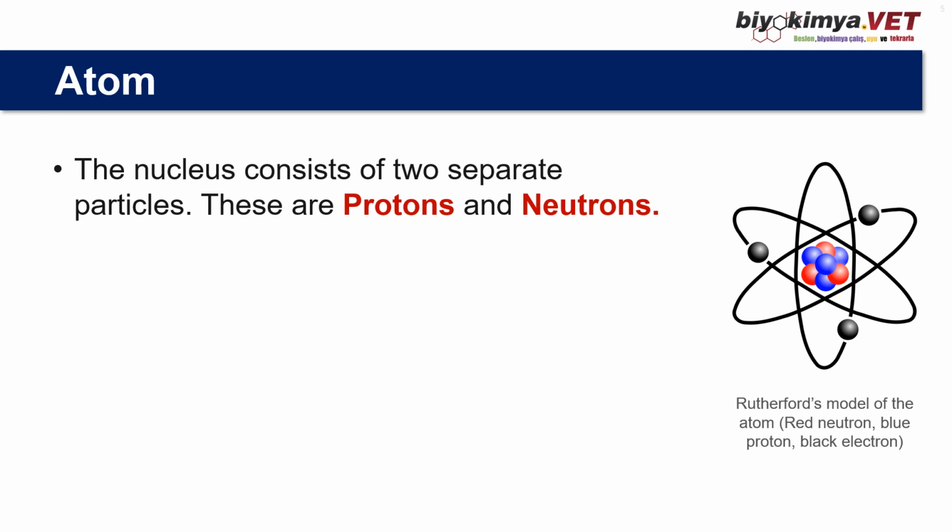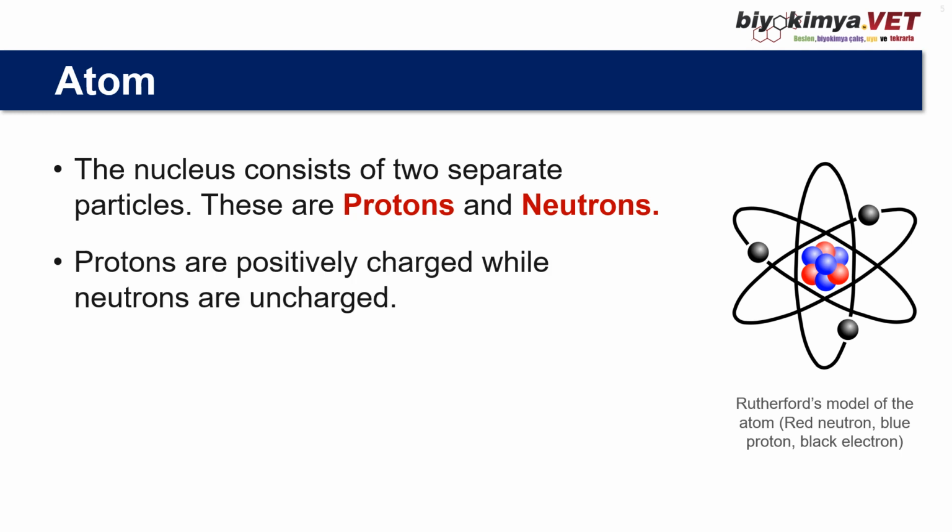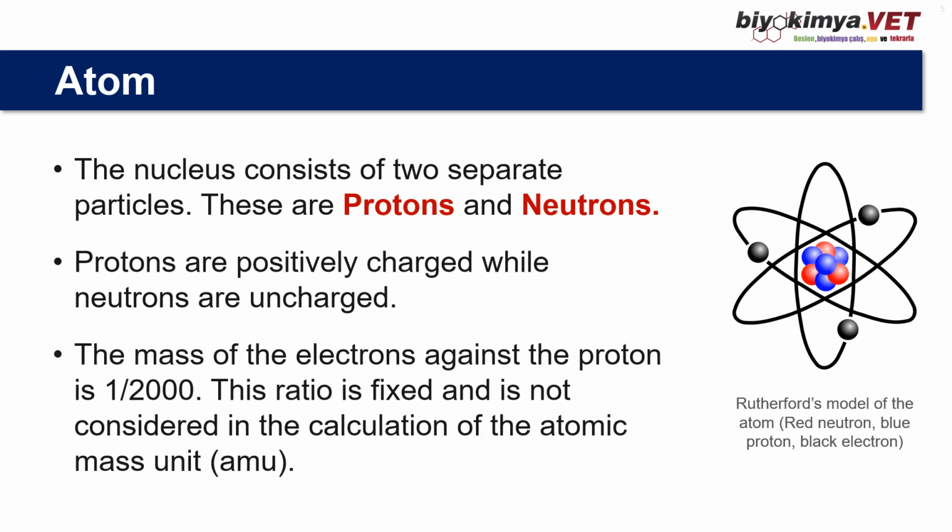The nucleus consists of two separate particles. These are protons and neutrons. Almost equal masses of protons and neutrons build up the nucleus. Protons are positively charged, while neutrons are uncharged. And the mass of the electron against the proton is 1 to 2000. This ratio is fixed and is not considered in the calculation of atomic mass unit, AMU, because the electron masses are very small. The mass of the nucleus is used directly in the calculation of the atomic mass unit.